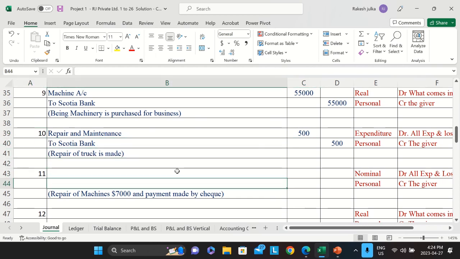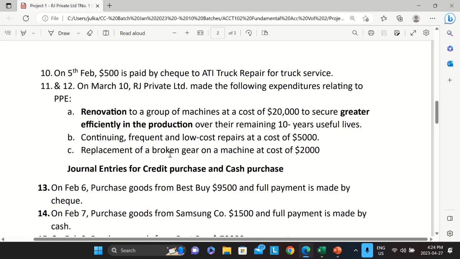Now we have the 11th transaction in front of us. So the 11th transaction is saying 11th and 12th both, right? So on March 10, RJ Private Limited made the following expenditure related to the PPE, so property, plant and equipment. Renovation to a group of machines costing $20,000 to secure greater efficiency in the production. I have bolded why. When the money is spent on the assets so that the productivity and efficiency will increase, definitely that kind of expenditure will be considered as investments in the business.